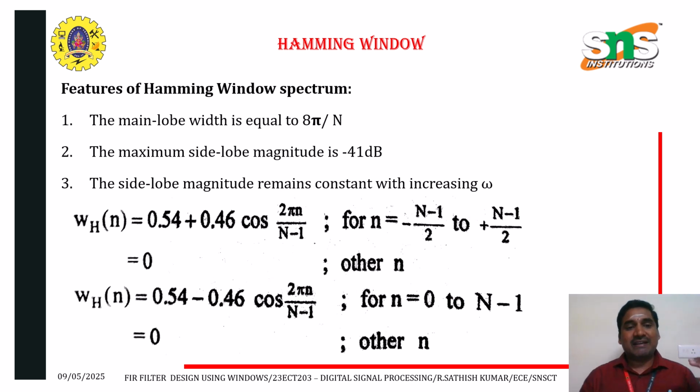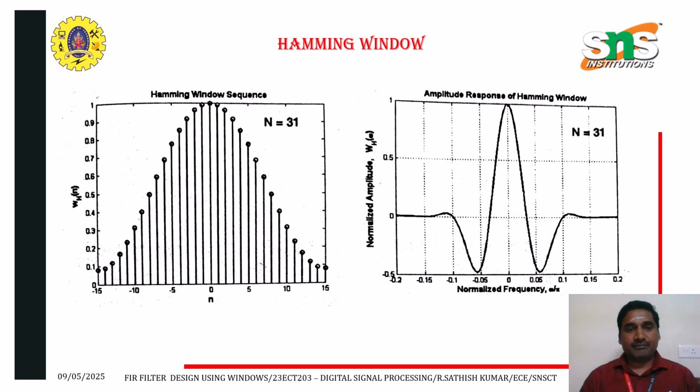It can be defined as WH of n is equal to 0.54 plus 0.46 cos of 2 pi n divided by N minus 1, for n is equal to minus (N minus 1) by 2 to plus (N minus 1) by 2. Else 0.54 minus 0.46 cos of 2 pi n divided by N minus 1, for n is equal to 0 to N minus 1.